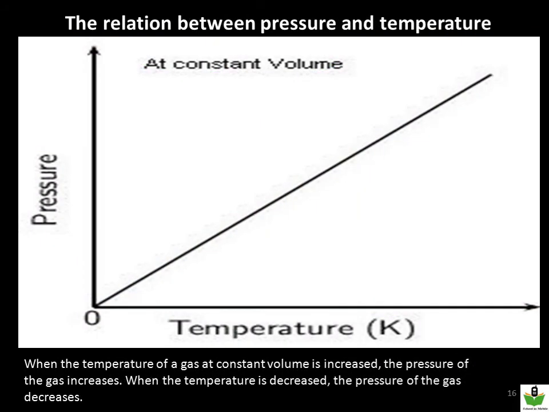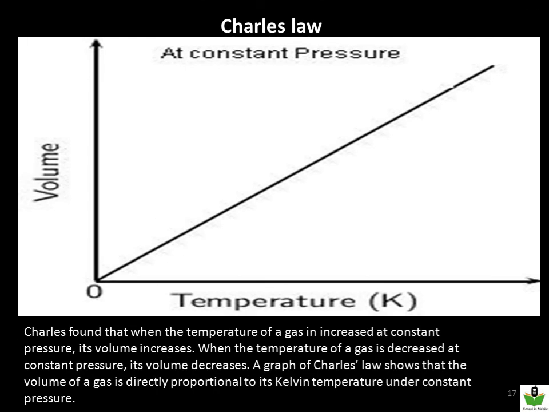The relation between pressure and temperature. When the temperature of a gas at constant volume is increased, the pressure of the gas increases. When the temperature is decreased, the pressure of the gas decreases. Charles found that when the temperature of a gas is increased at constant pressure, its volume increases. When the temperature of a gas is decreased at constant pressure, its volume decreases.